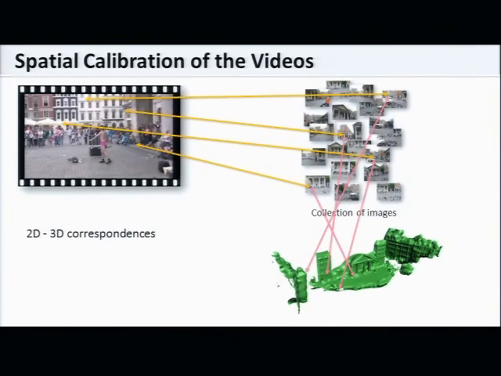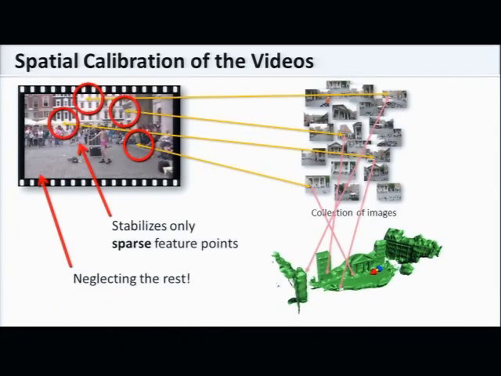Since these images are calibrated with respect to the geometry, you have 2D to 3D correspondences, which you can use to estimate the pose of this frame inside the geometry using direct linear transform with RANSAC, and then a geometric refinement minimizing the L2 geometric distance. But as everybody who has worked in augmented reality knows, this stabilizes only sparse feature points in the image, and it completely neglects the rest. If you have features in some portion of the scene, you have a stabilized image. But if you don't have features, there is no way that image will be stabilized.